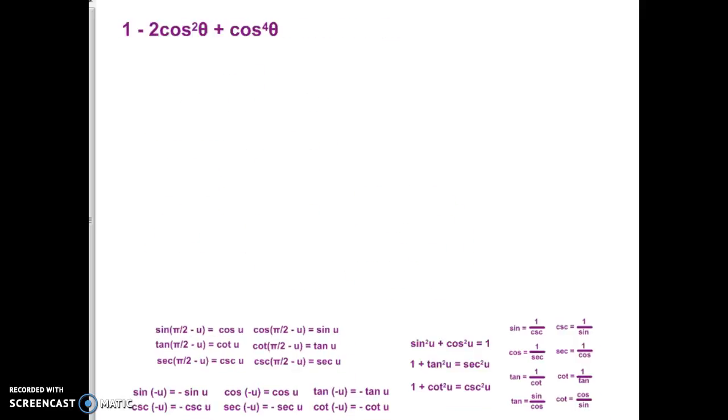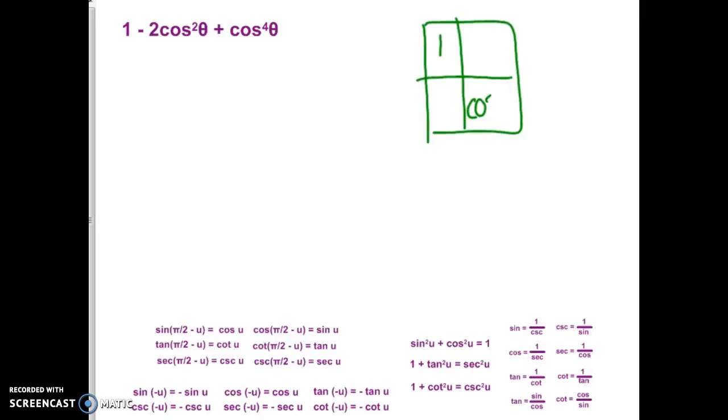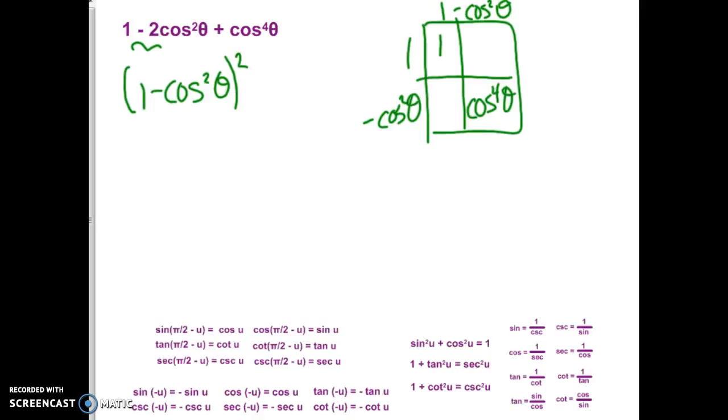Here, I'm still going to use factoring as a strategy. You can factor however you want. I'm going to do an empty box thing. This is cosine to the 4th theta. 1 times 1 gives me 1. I'm going to do cosine squared theta here, cosine squared theta here. But I need a negative 2. This would give me a positive 2. If I make them both negative, I get 2 negatives. So I get 1 minus cosine squared theta, squared.